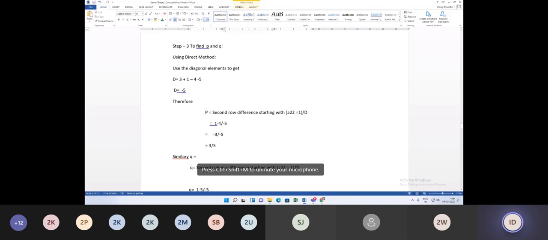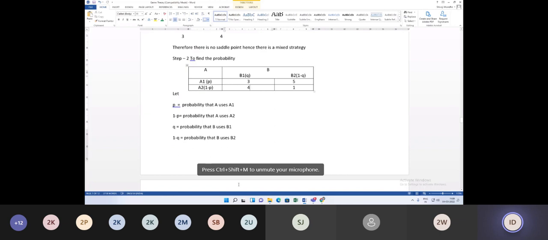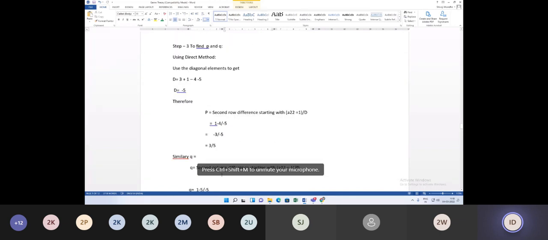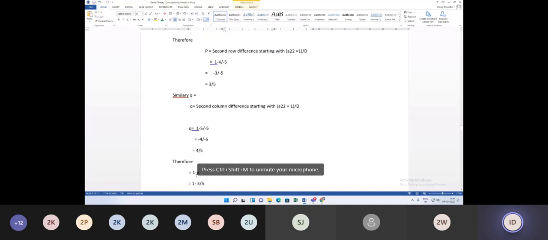Similarly, the Q is equal to second column difference. This is second column difference, 1 minus 5, right? So 1 minus 5 divided by minus 5. So minus 4 divided by minus 5 is 4 by 5, right? Therefore 1 minus P, value of P is 3 by 5. So 1 minus 3 by 5.